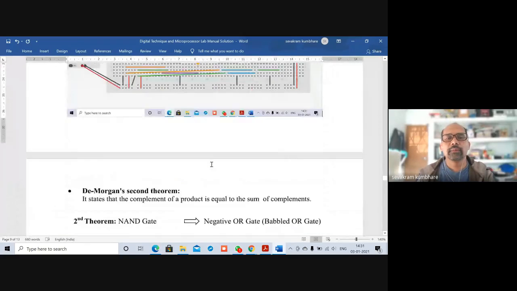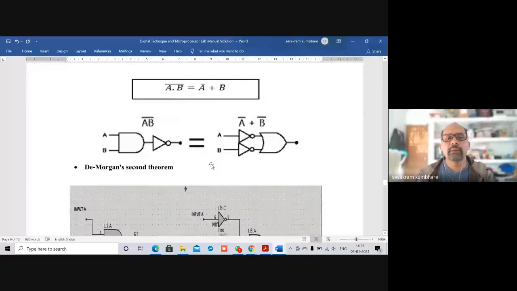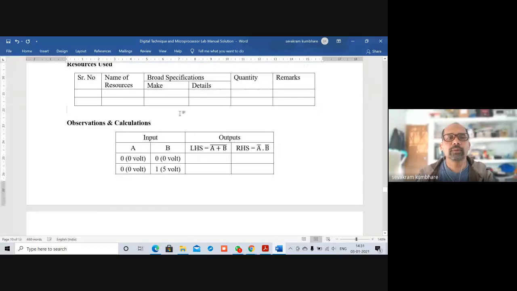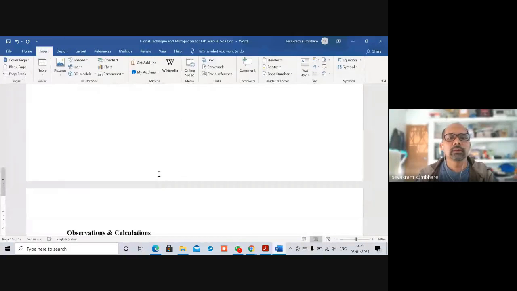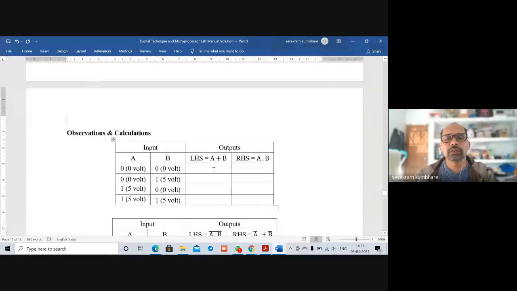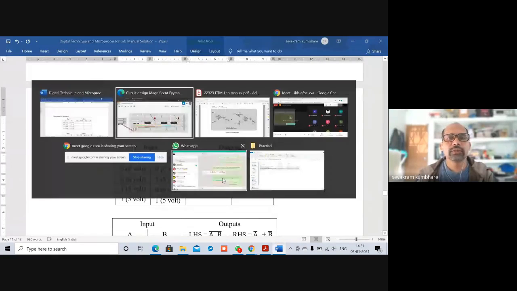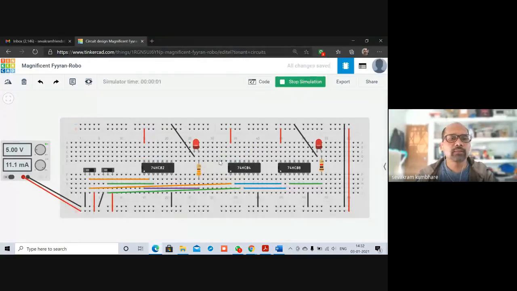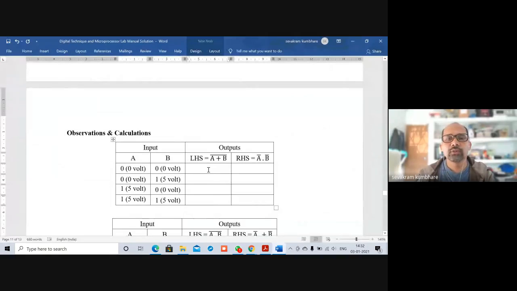Okay. Now my aim is, if I apply input as 0 0, what will be the output? That is the aim. If input is 0 0, what is the output? That we have to see. So if I start simulation, both inputs are 0 0, both LEDs are on. So what is the voltage? What is the output over here? 1, and here also 1. Yes or no?